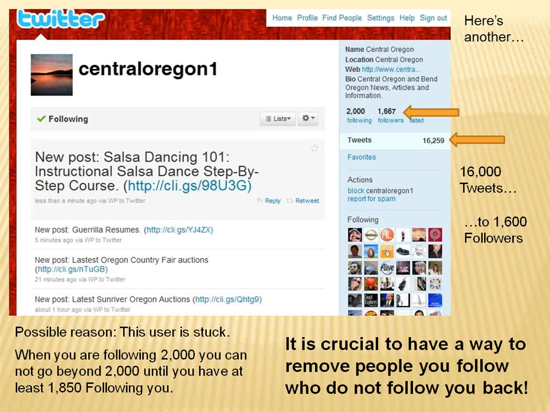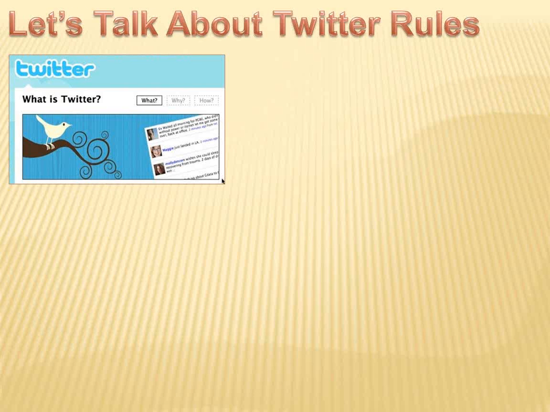And you can see, by the way, with a scenario like this, if they could actually reduce the people they're following who are not following them back, well, they'd have a winner here. So it's crucial to have a way to remove people you follow who do not follow you back. Let's talk a little bit about Twitter rules. And here's a funny thing.